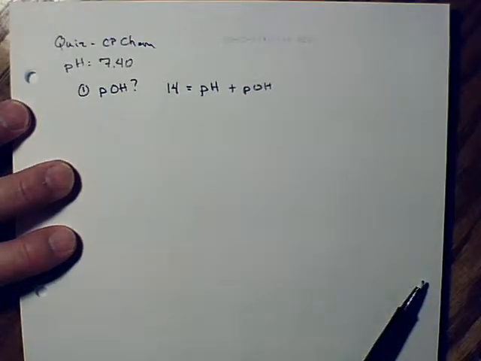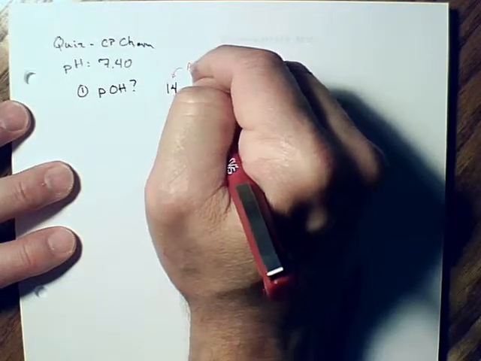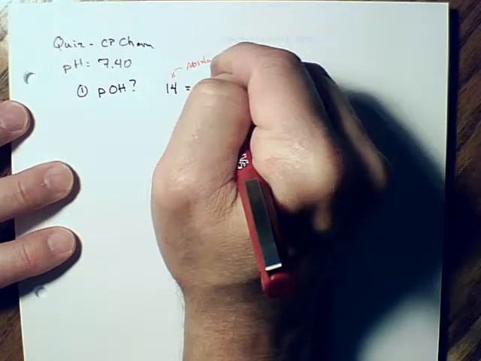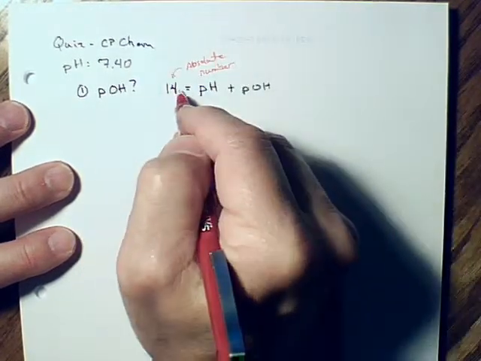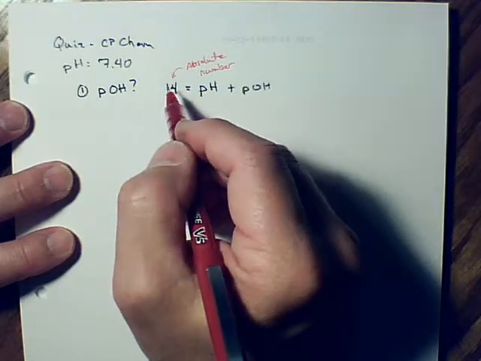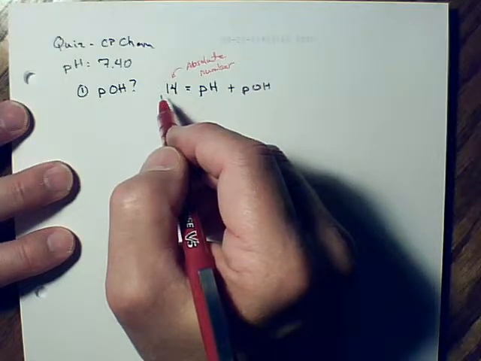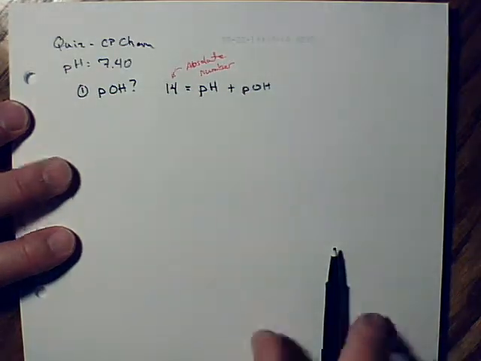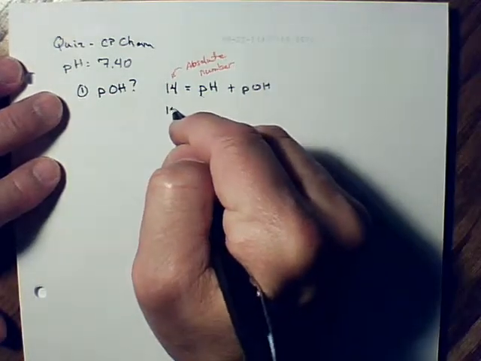It's important to remember, however, that 14 is considered to be an absolute number, which means that I can put as many decimal places after the 14 as I want. So 14 is not going to be the number we use to round off with when we're doing the addition and subtraction. Since we know that the pH is 7.40, then we've got this equation.